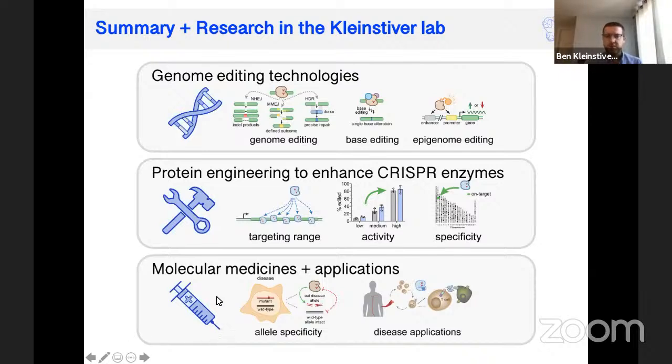And we're also exploring the utility of these new proteins in many different disease contexts, whether it's using proteins that are more exquisitely specific for different alleles or in different disease applications where we can now target new disease sequences that we couldn't before with these enhanced enzymes.